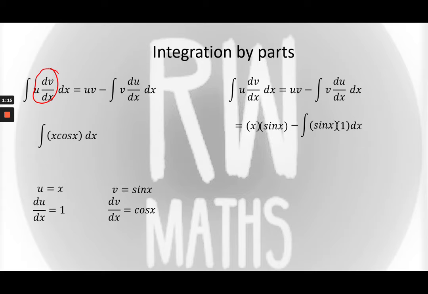And then that integral is now much simpler because it's just integrating sine x. Sine x integrates to negative cos. So when we simplify, we just get x sine x plus cos x plus c. So, a fairly straightforward example of integration by parts.